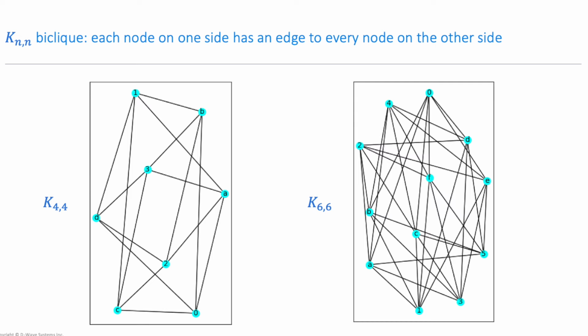So if you like, you could picture 1, 2, 3, 4 on one side and A, B, C, D on the other. And then it's not that much easier to see on the right, but 0, 1, 2, 3, 4, 5, in this case it's a K6,6, are on one side, and A, B, C, D, E, F are on the other side. And you can sort of see that across the top there, 0, 2, and 4 do not have links to each other. They're just basically connected to all the nodes on the other side. So that's a biclique, like K6,6.